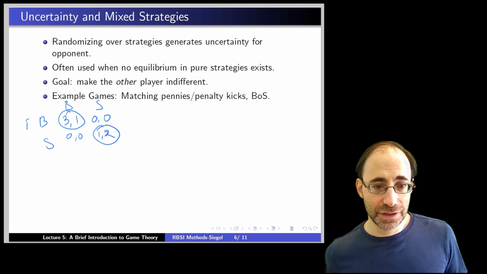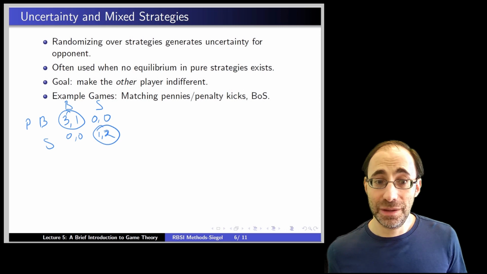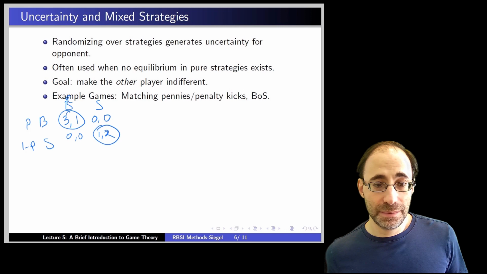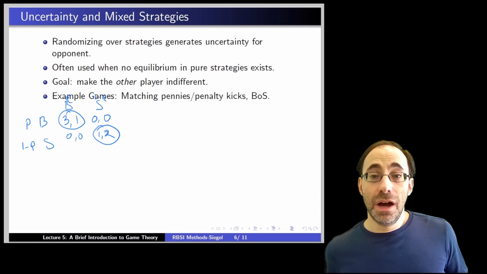So we are finishing this up. We're going to assume that player 1 plays B with probability P, and S with probability 1 minus P, and player 2 plays B with probability Q, and S with 1 minus Q. Okay, so what happens?